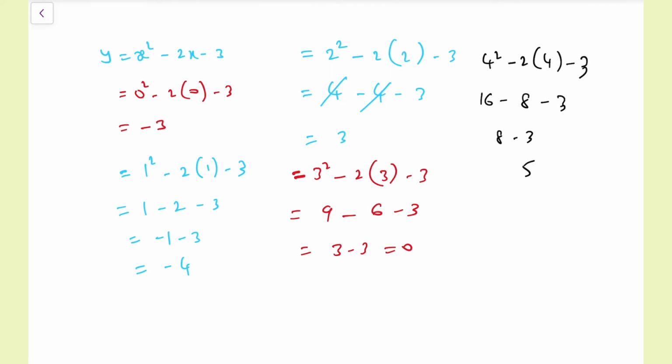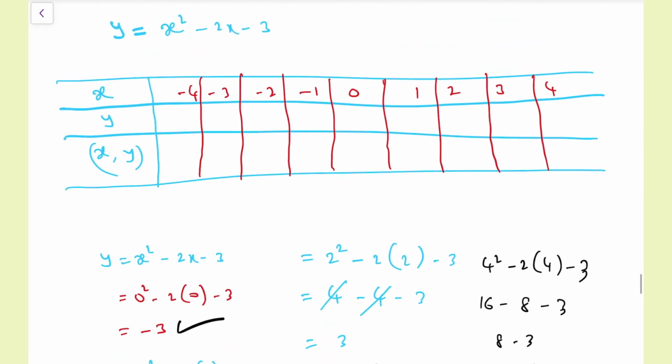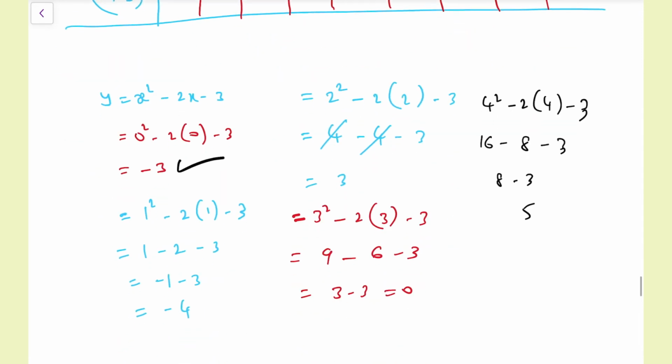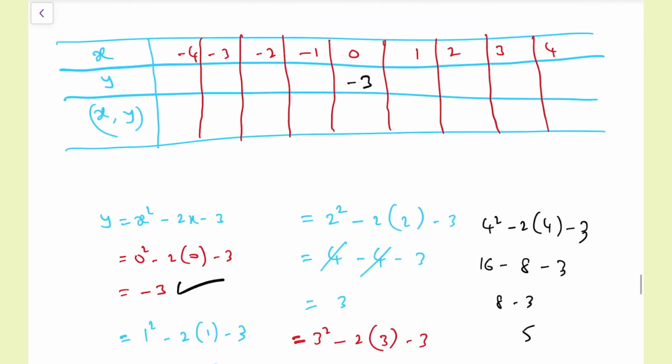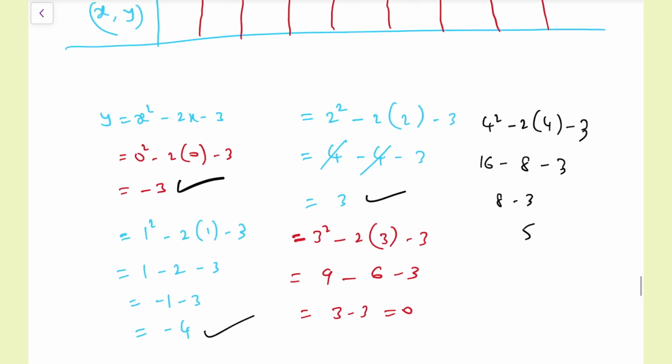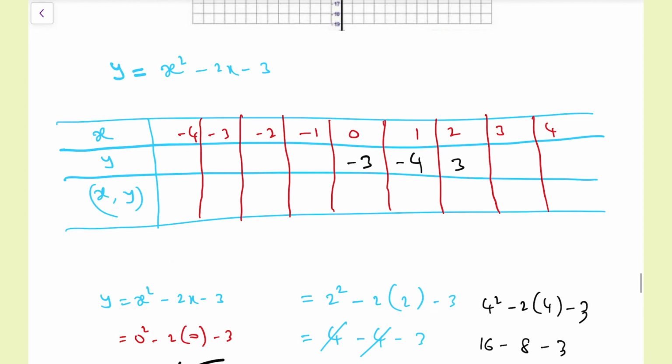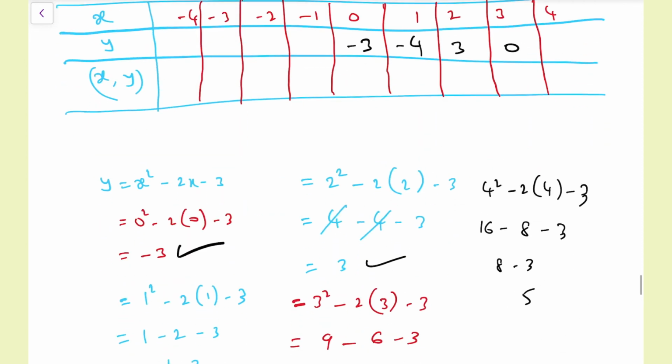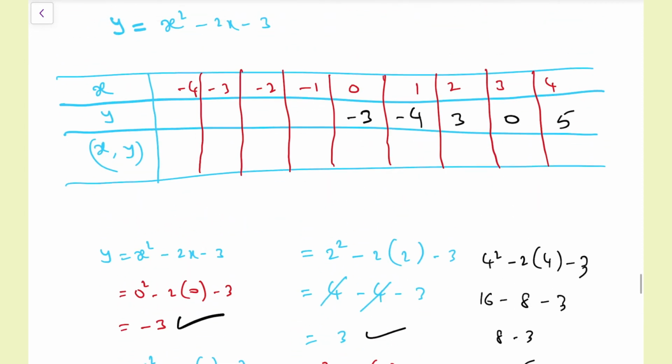Let us write all these numbers in the box. When I substituted 0, I got minus 3. When I substituted 1, I got minus 4. When I substituted 2, I got 3. When I substituted 3, I got 0. When I substituted 4, I got 5. Then these points will become 0 comma minus 3, 1 comma minus 4, 2 comma 3, 3 comma 0, and 4 comma 5.